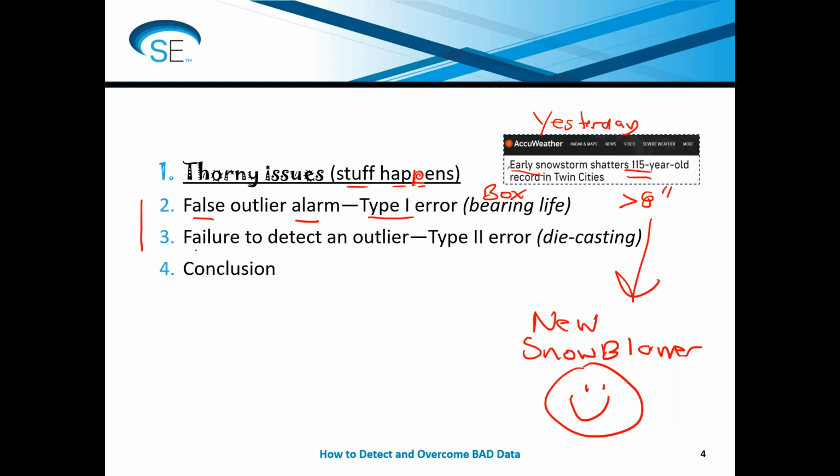But another error that can occur is a lot more difficult. Failure to detect an outlier. This is an issue of power, and this is a type 2 error. And I have another example here where you'd think there is an outlier, but you actually don't detect it, and then your whole design gets messed up because of it. So we'll talk about two different scenarios here as we work through: the false alarm and the failure to detect, and then we'll finish up with conclusion.